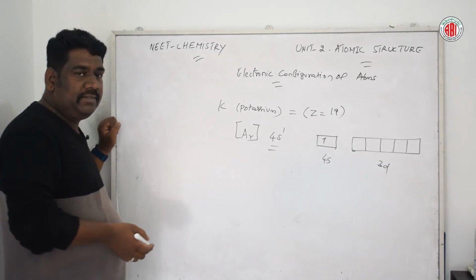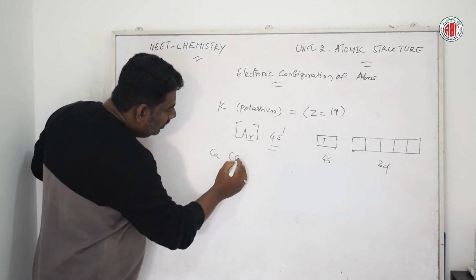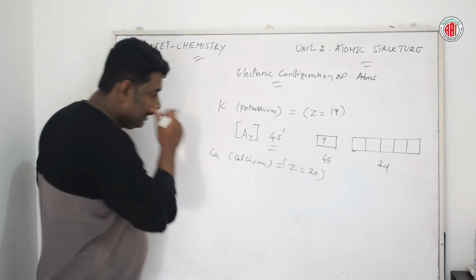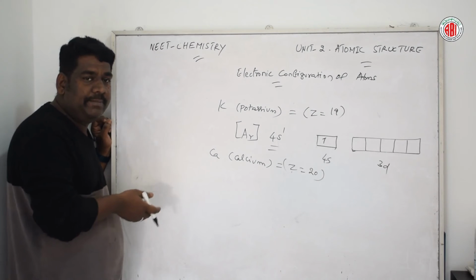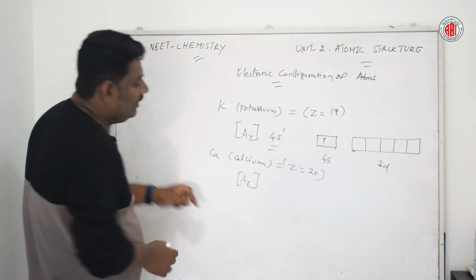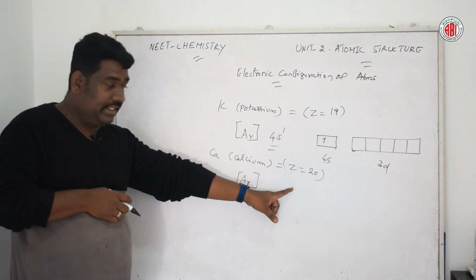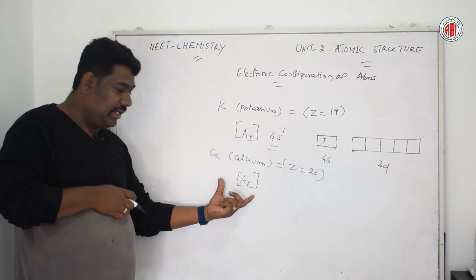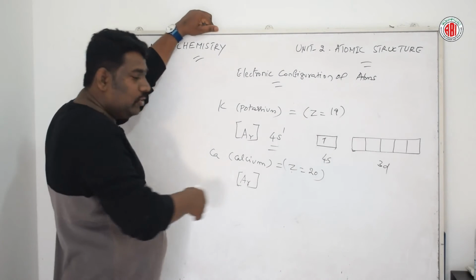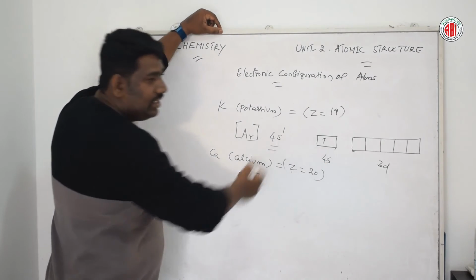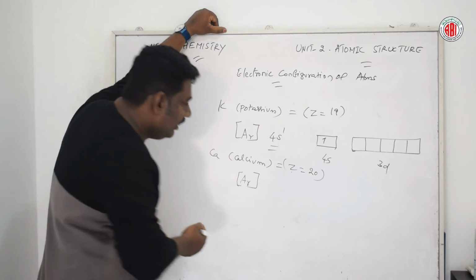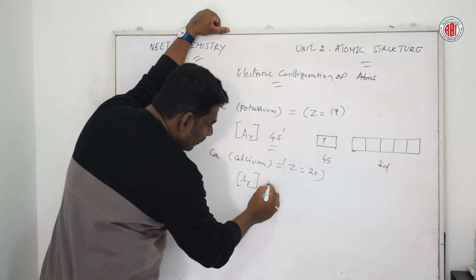Similarly, like potassium, consider calcium, Ca. Calcium has atomic number Z equal to 20. Talking about calcium, in the same manner, how can we write this? First we write argon. The total number of electrons is 20, and 18 electrons are filled according to the electronic configuration of argon. So 2 electrons are left over. They are filled first in the 4s orbital, then 3d, because 4s is lower in energy compared to 3d. So we write 4s2.